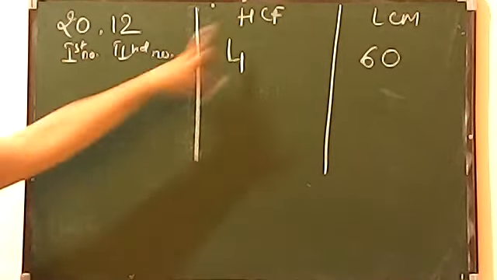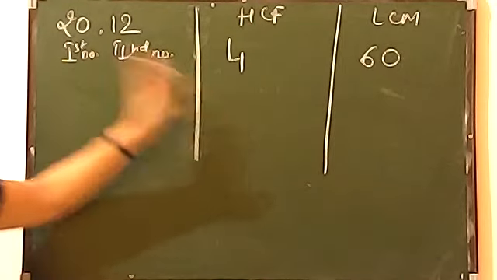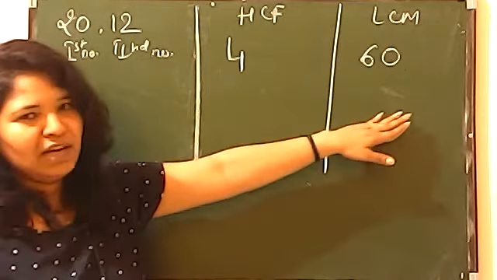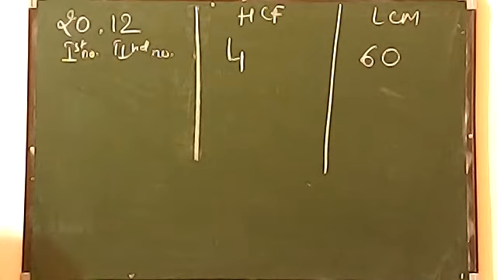Always remember, beta, SCF will be the smaller value and LCM will be the greater value. Always remember this one. Okay? Now look at here why I told you this.